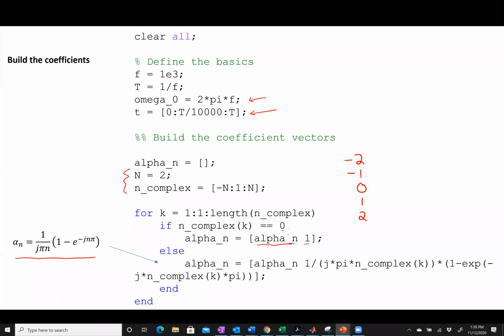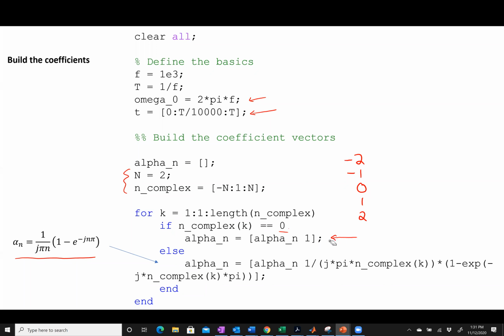Okay. So notice this statement where it says alpha n and then it's followed by a 1 with everything in square brackets. What am I doing when I say the variable equals the variable with some number after it? Concatenating that number onto the array. Yeah, I'm appending that number to the end. I'm doing a concatenation. In this case, when n equals 0, for the DC term, I'm adding the number 1 onto the end of the array. So I'm putting in the number that applies when n equals 0.